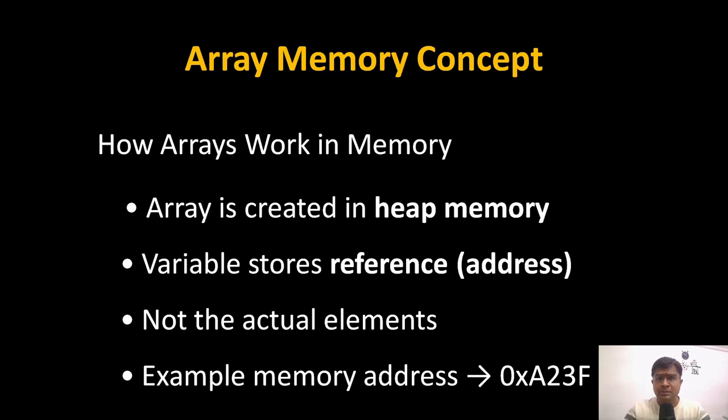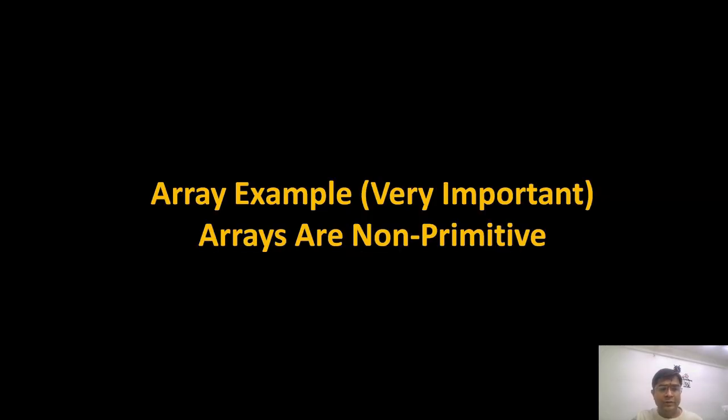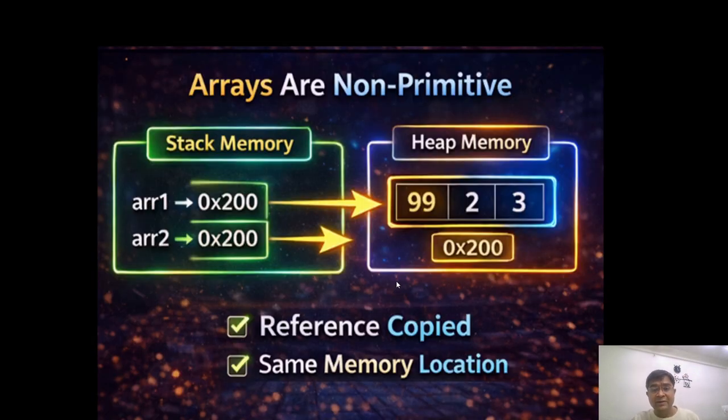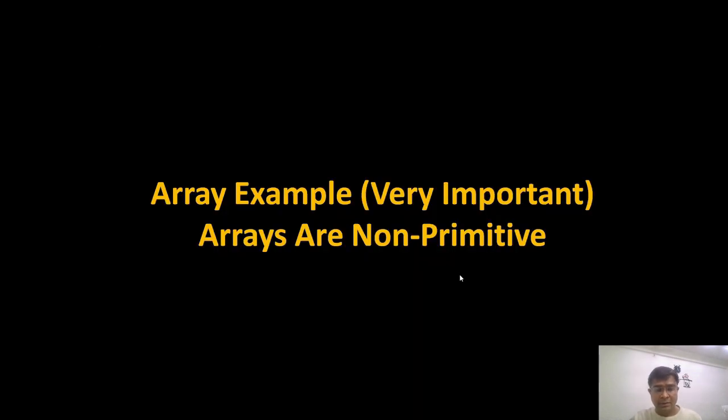Arrays are created in the heap memory, and the variables store the reference, that is, the address. So no actual elements are stored in the variable. Basically, the variables store the reference. It's very important to know that arrays are a non-primitive data type. Now let's quickly see the behavior of arrays. Arrays behave like objects in Java.